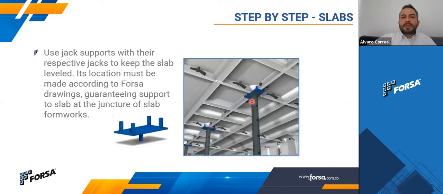These jack supports are used in the corners, in the joints of 3 or 4 slab formworks, and they are shown on the plans also. We will tell you where to use this. This is only for pouring purposes. After pouring, you disassemble this. This is not for back propping, just for propping at the pouring event.